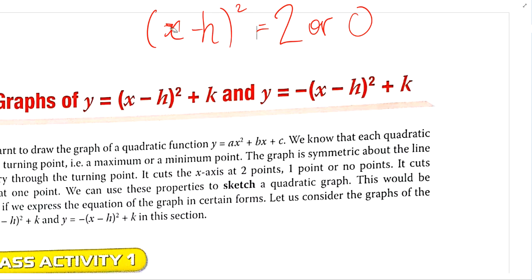Because x can take anything, right? If it's equal to h, h minus h is 0. Squared, you get 0. Okay, let's put the x back over here. Any other possibilities? 0 is a special case over here. 2 is just a number that is randomly chosen, right? Are there any other numbers that you think are possible?